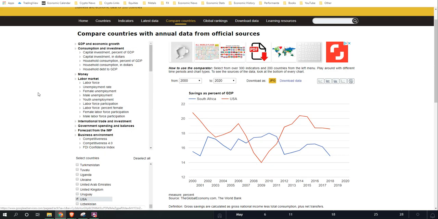So we're going to look at one more thing here. This is comparing countries for different data sources. This is, in my opinion, a great website. It's called theglobaleconomy.com/compare countries. If you Google it, I'm sure you can find it.